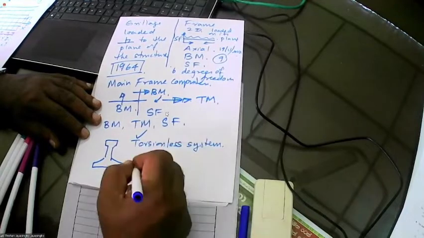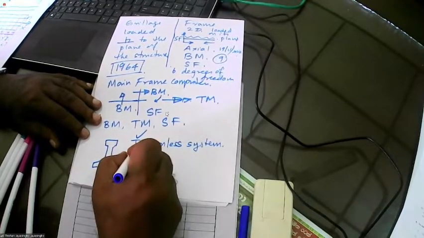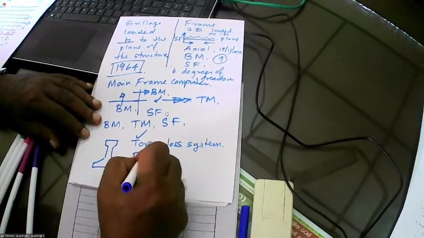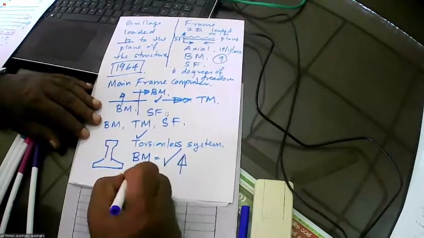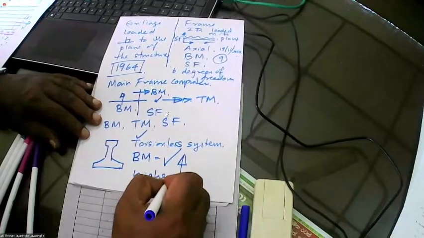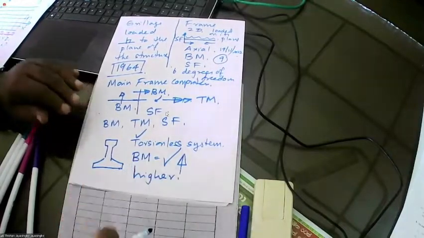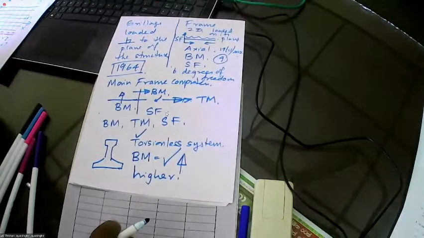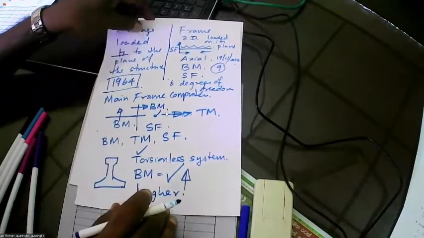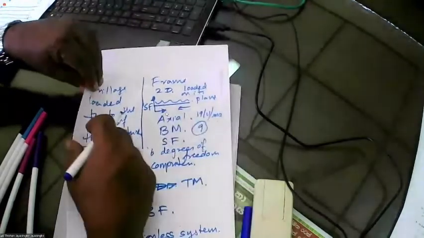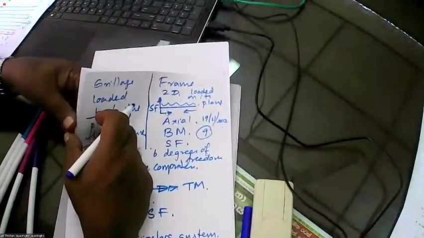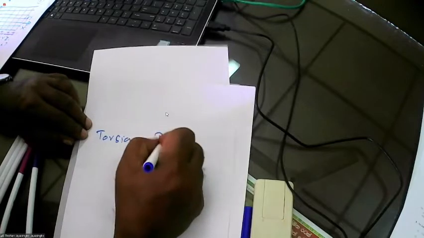And we do not design for torsion, but when you consider that torsionless system and look at the answers, what will happen to the bending moment? It will be higher. You get a slightly higher bending moment when you analyze it as a torsionless system. Why? What is the purpose of the torsional system? Torsion will distribute the load.